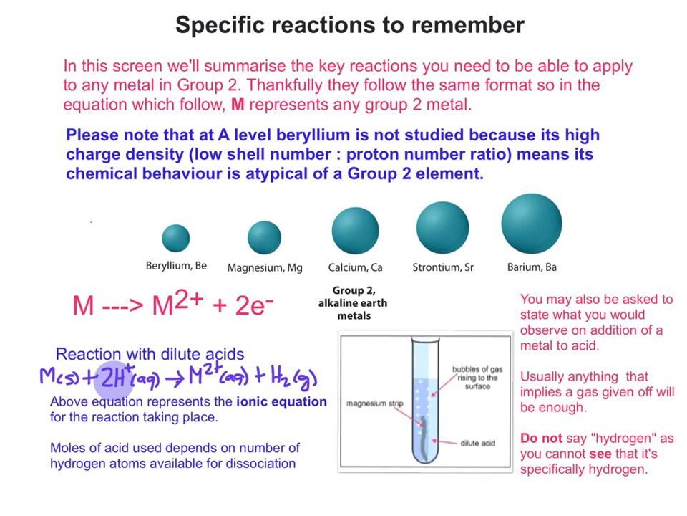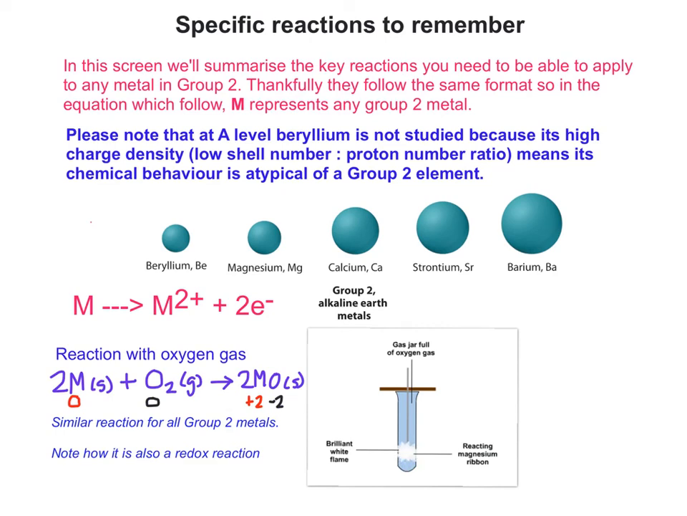So you may also be asked to state what you'd observe on addition of a metal to an acid. Anything that implies a gas is given off will be enough. Don't say hydrogen, as you can't actually see that it's specifically hydrogen without going and testing it with the lighted splint.